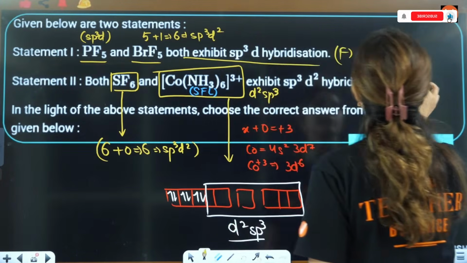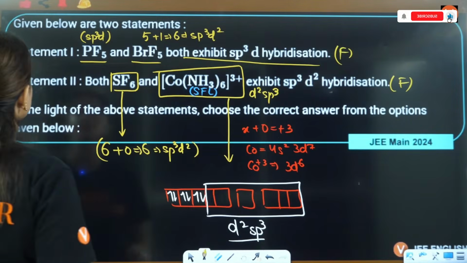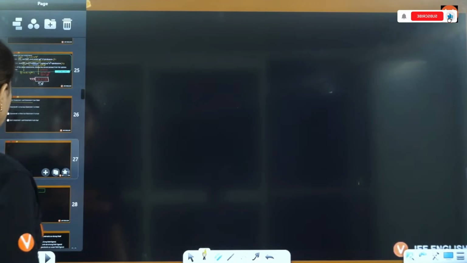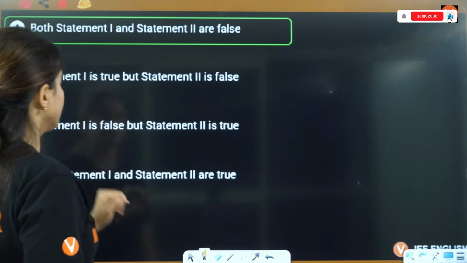So this statement is also a false statement. So we can say both the statements are false. So answer is A is the correct answer here. Right, everybody? Answer is A is the correct answer here.